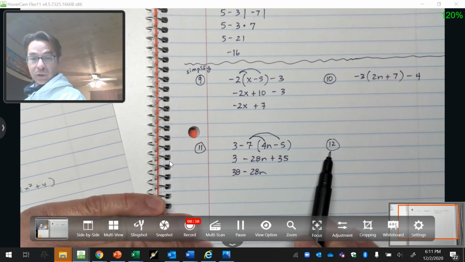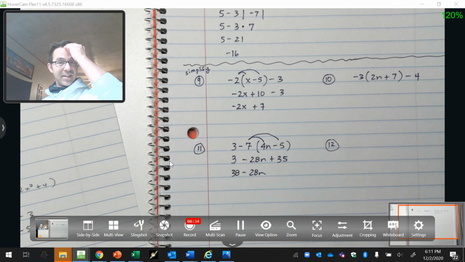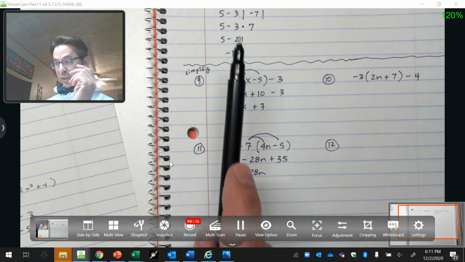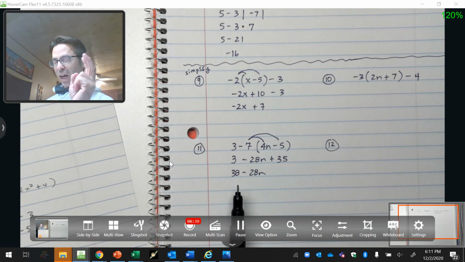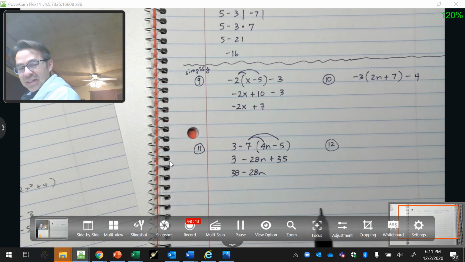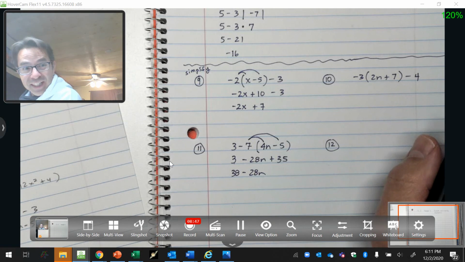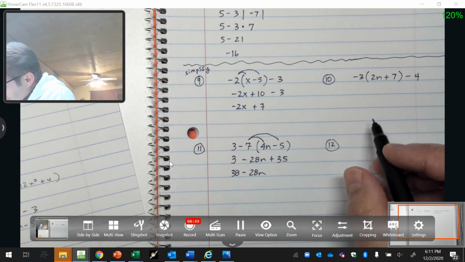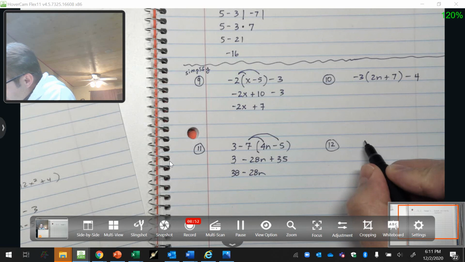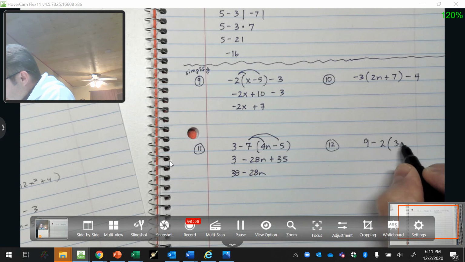And last problem for this standard. Okay. So let me recap. You are copying 6 and doing 6 on your own. That gives you a 2. I think it's fair for that standard. There's one more standard. Okay, let's go with 9 minus 2 times 3n plus 4. Bam.